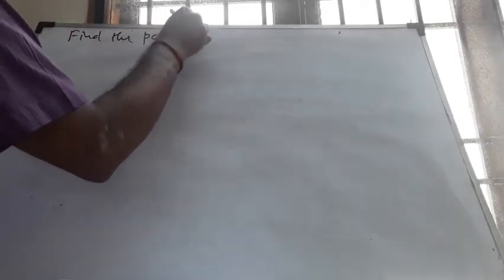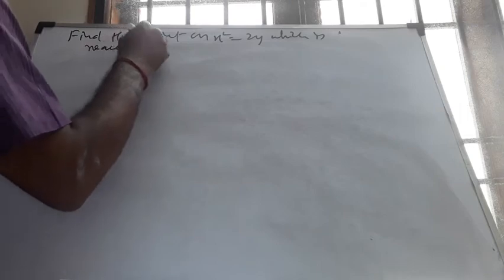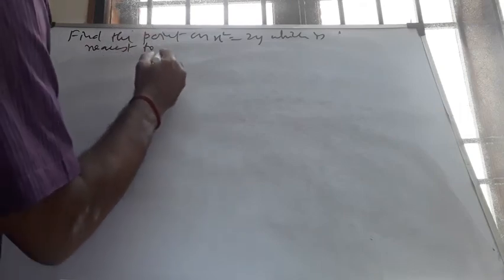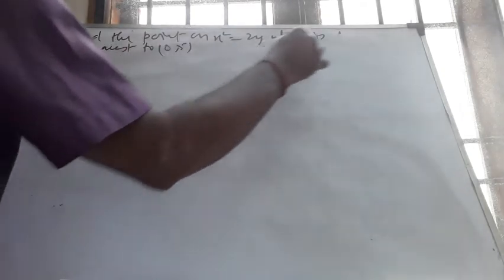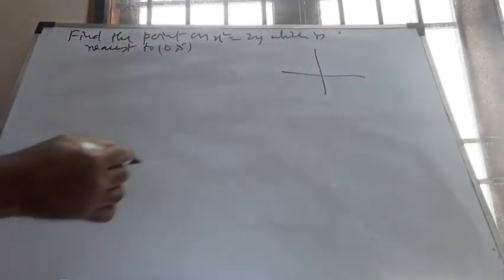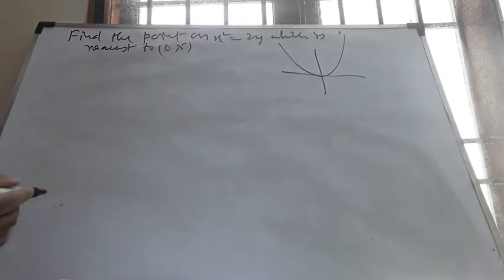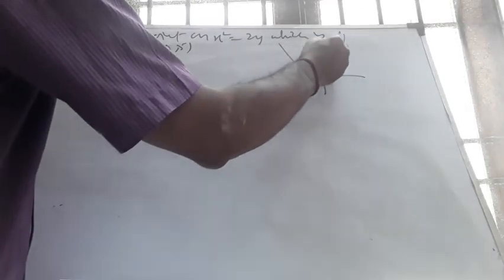Next, find the point on x square equal to y which is nearest to, let us say, 0 comma 5. This is the graph, something like this. x square equal to y will of course be symmetric with respect to the y axis. 0 comma 5 is somewhere else here.